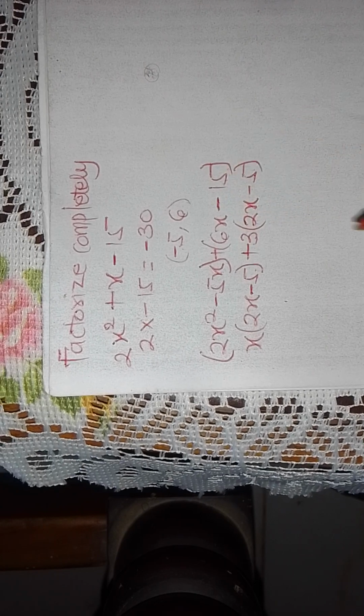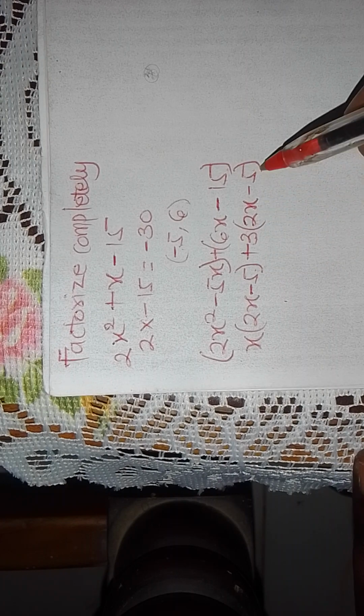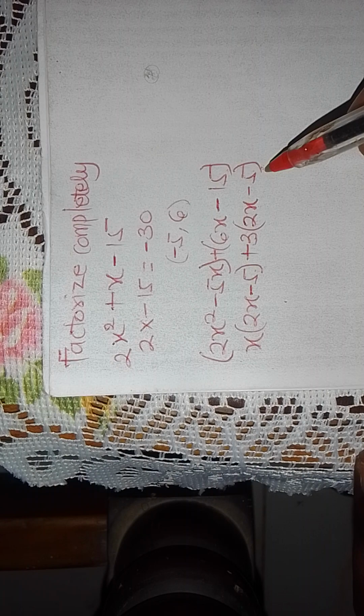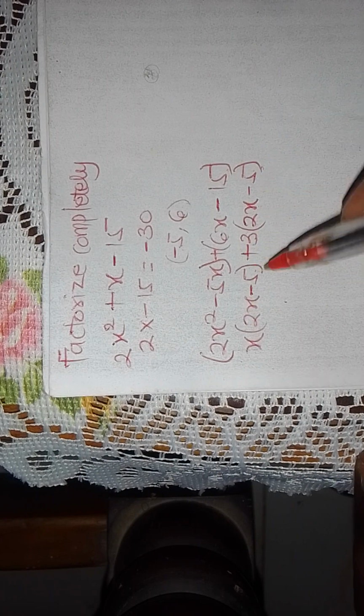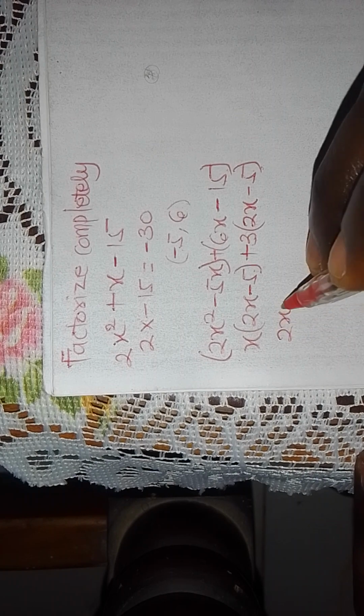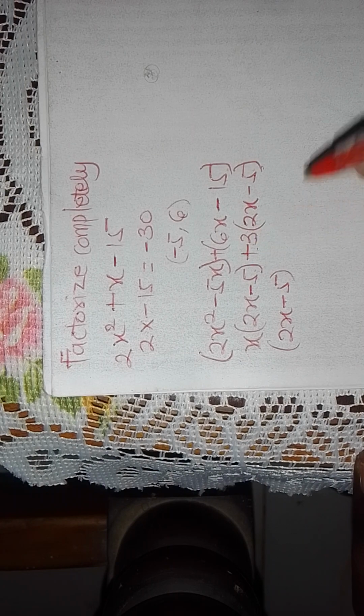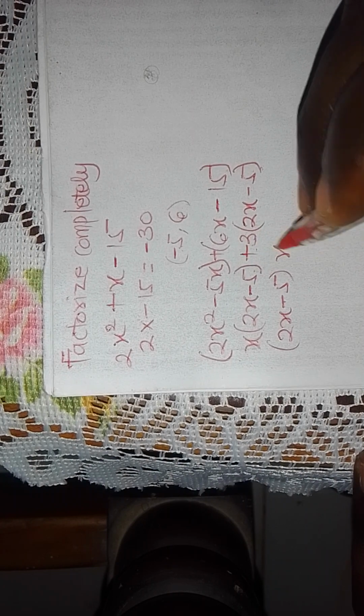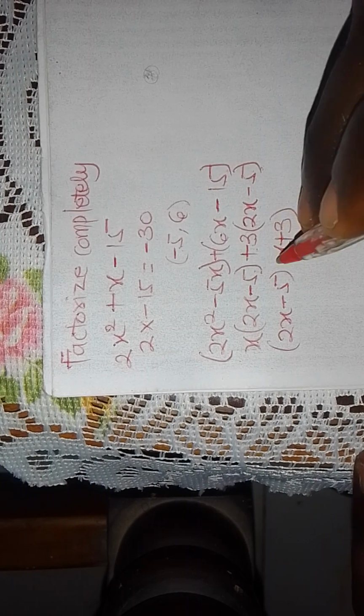The next thing is to rearrange what you have done. In this bracket, we see 2x minus 5. Here, we see 2x minus 5. It's a repetition, so we only write one of these two. So we have 2x minus 5, and then put that in parentheses. And what do we see here? x outside. And here we see plus 3. So you also put that down and put this in parentheses. That is how you approach this kind of factorization.